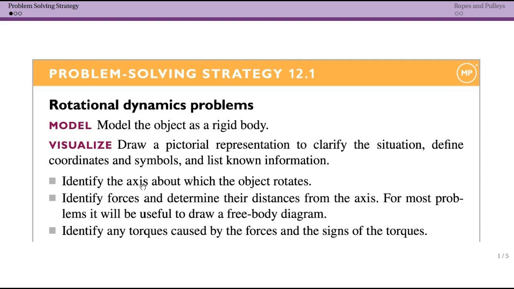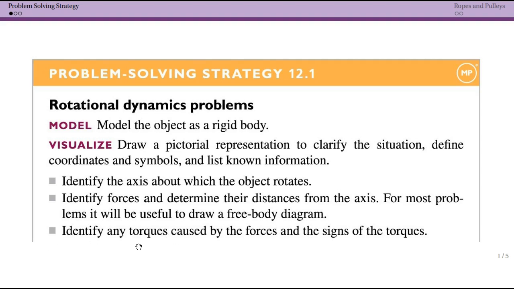So identify the axis about which the object rotates. So that's defining the pivot point. If you're not showing what your pivot point is for a rotation problem, that's a huge mistake. Identify the forces and their distances from the axes. Again, this would be an extended free body diagram. So when it says to draw a free body diagram, again, it's different than before because it's not a particle.